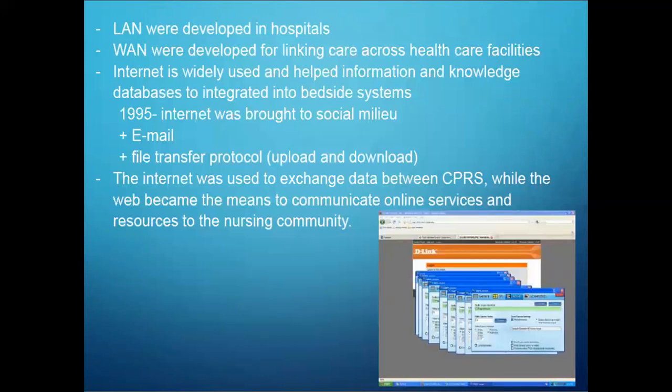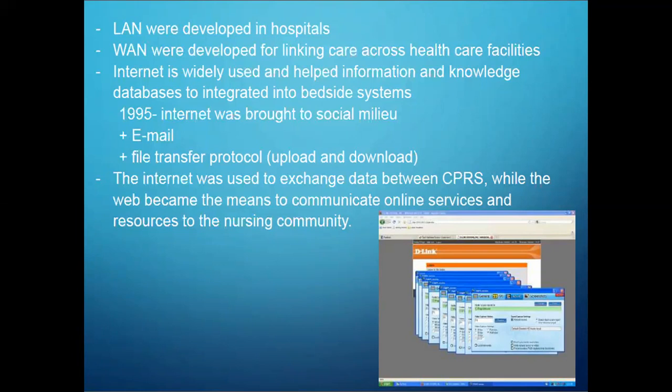LANs, or local area networks, were developed in hospitals. This is to facilitate the transfer of data. We have wide area networks developed for linking care across healthcare facilities. The internet is also used to help information and knowledge databases to be integrated into bedside systems.